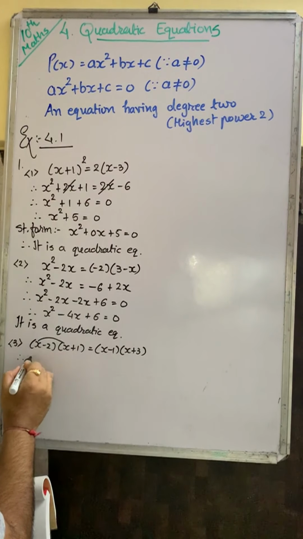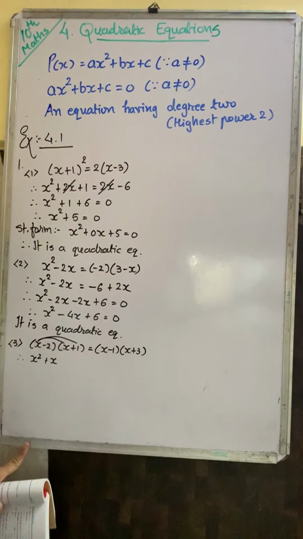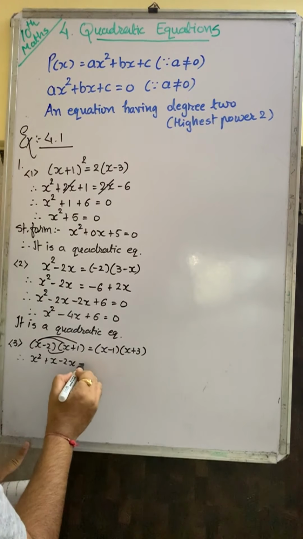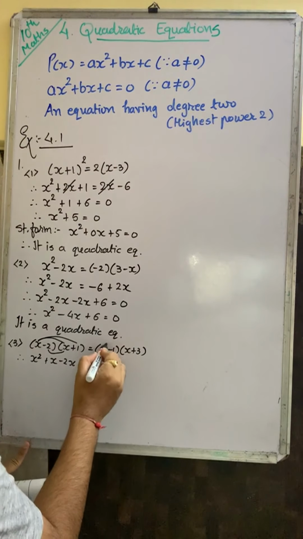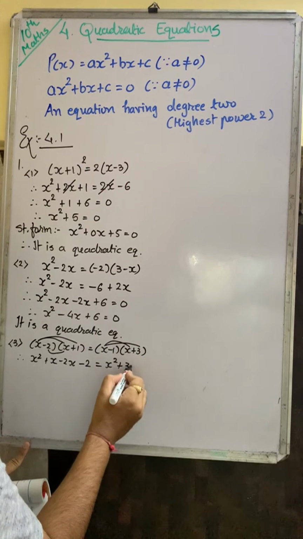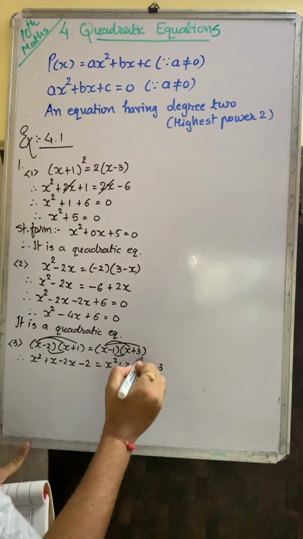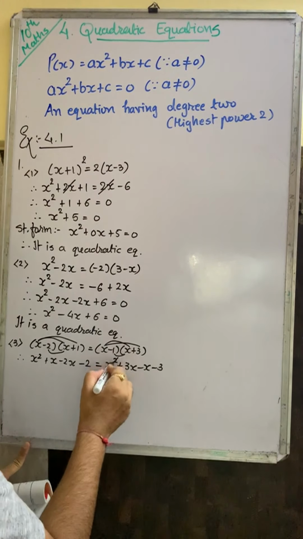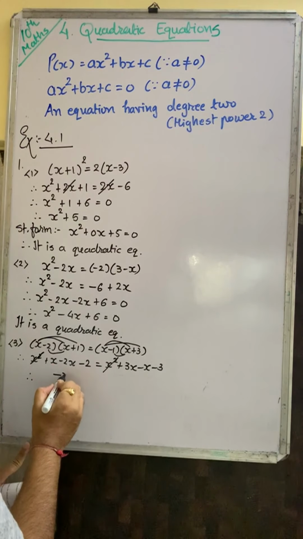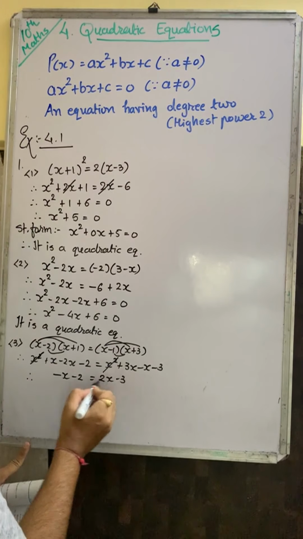x into x, x², x into 1, 1x, no need to write 1. Minus 2 into x, -2x, plus minus minus, 2 ones are 2. x into x, x², x into 3, 3x, minus 1 into x, -x, plus minus minus 3. Both the sides have the same term, that is x², cancel. 1x - 2x is -x - 2. 3 - 1 is 2x - 3.